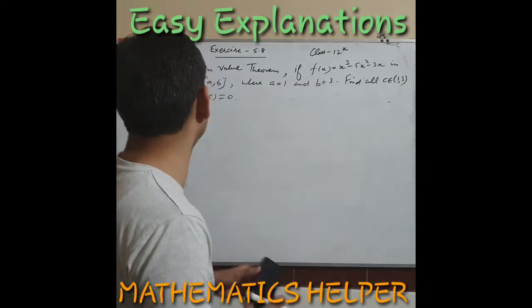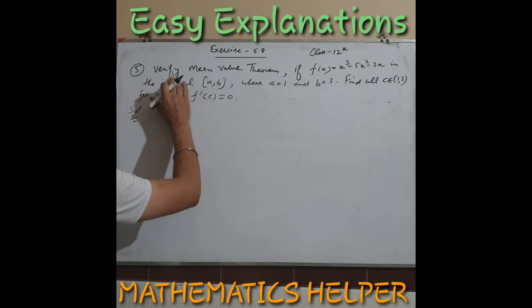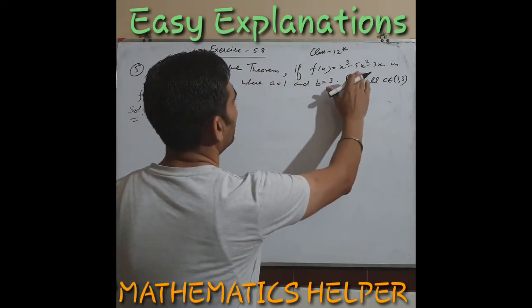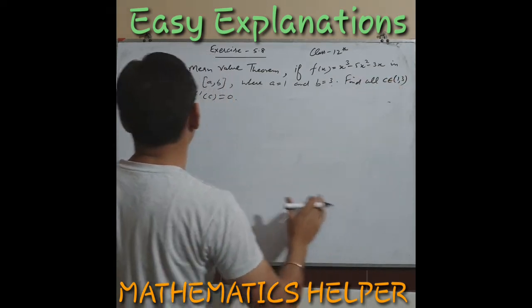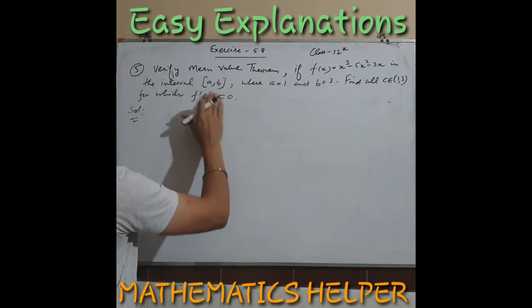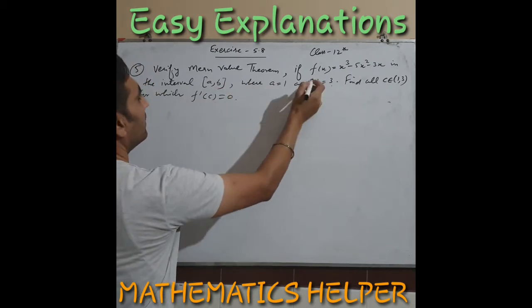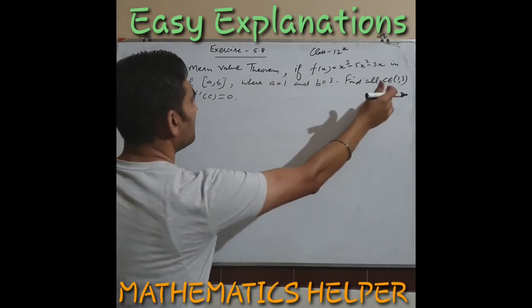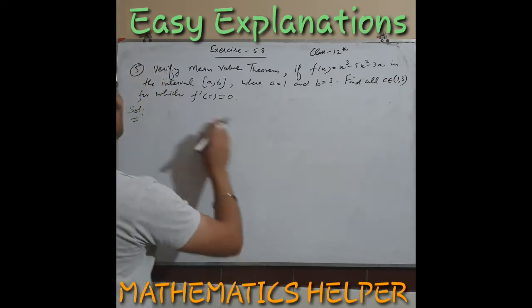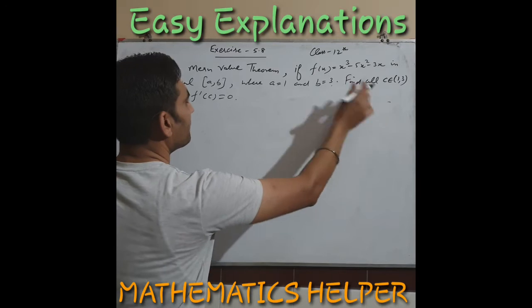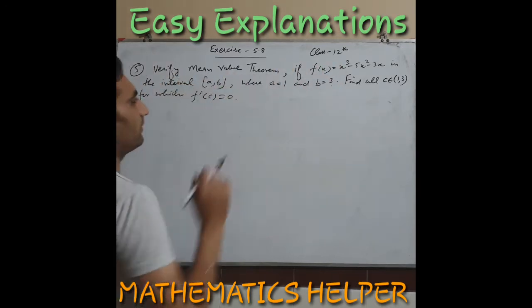So see what is given here. In question number 5, verify the mean value theorem if f(x) equals x cube minus 5x square minus 3x in the closed interval [a, b], where a is 1 and b is 3. Find all c belonging to the open interval (1, 3) for which f dash c equals 0. We will see it later on. For the time being, we have to verify the mean value theorem.